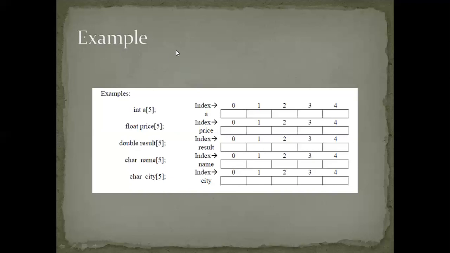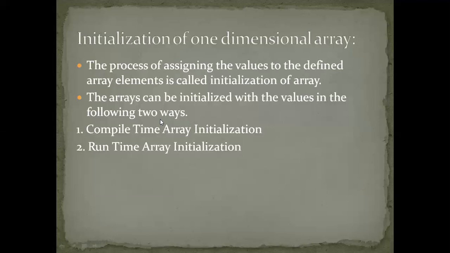So this is an example for what? One-dimensional array. Why is it called a one-dimensional array? Because we have taken only one value, the size. Whereas in two-dimensional, we are going to take one more value, that is two sizes: one for row and another one for column. Okay, fine.